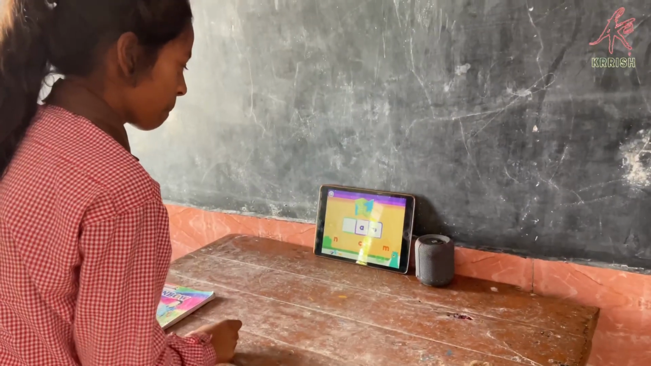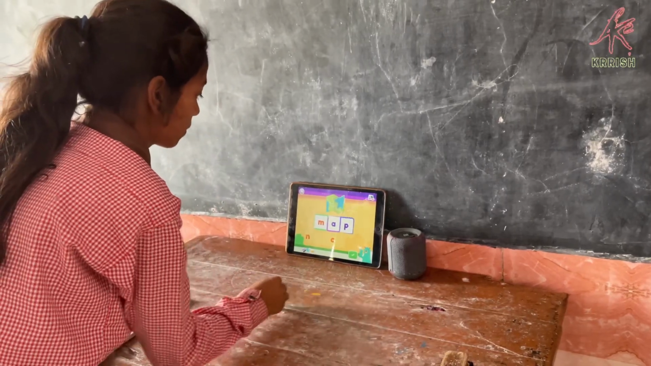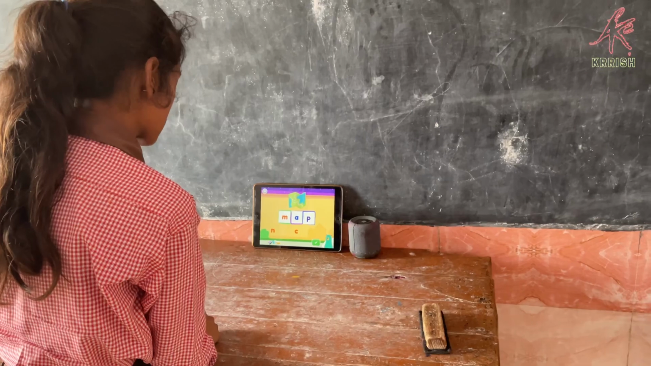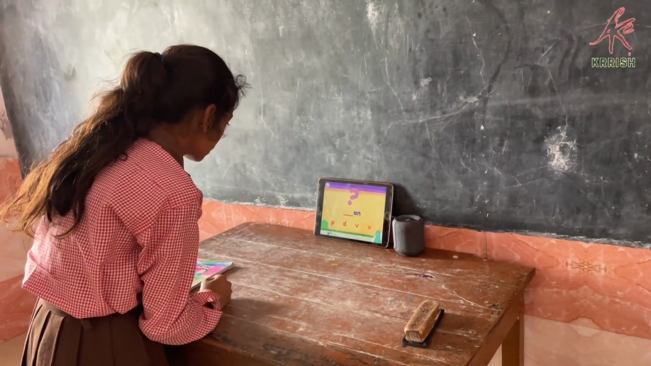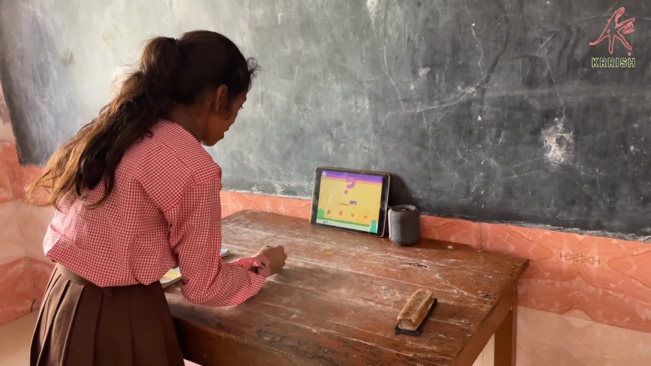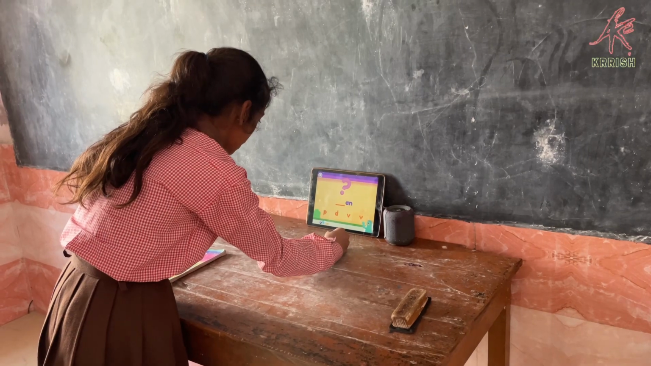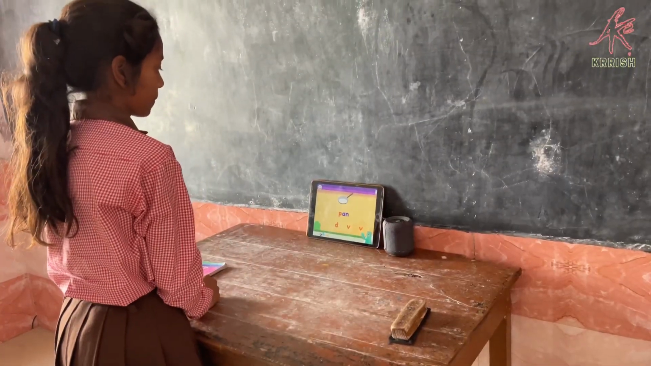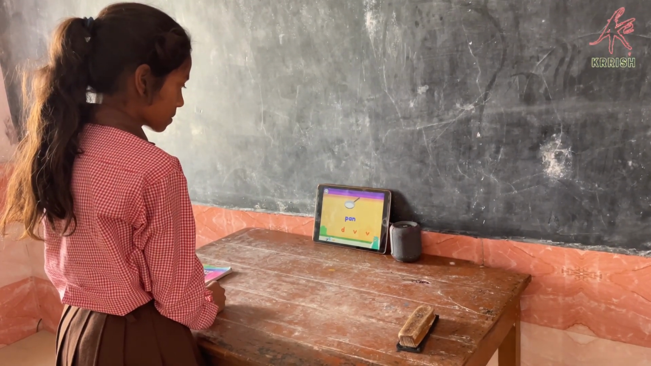Super. Good thinking. You spelled m-a-m. That's the word map. The word pan. Slide the letters to spell the word. Great! You spelled and. That's the word pan.